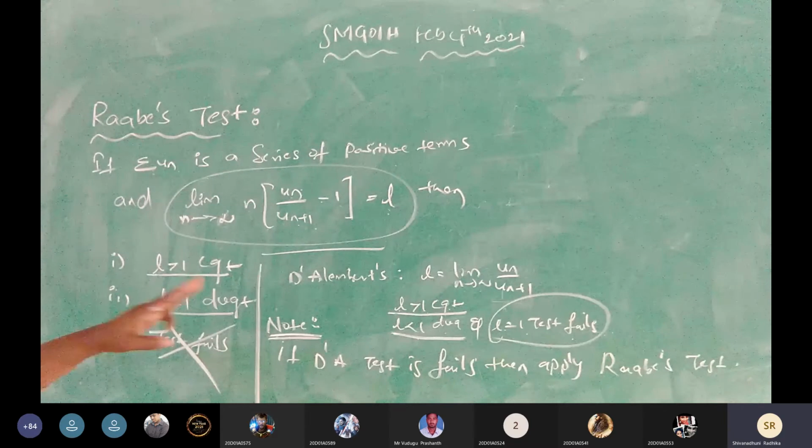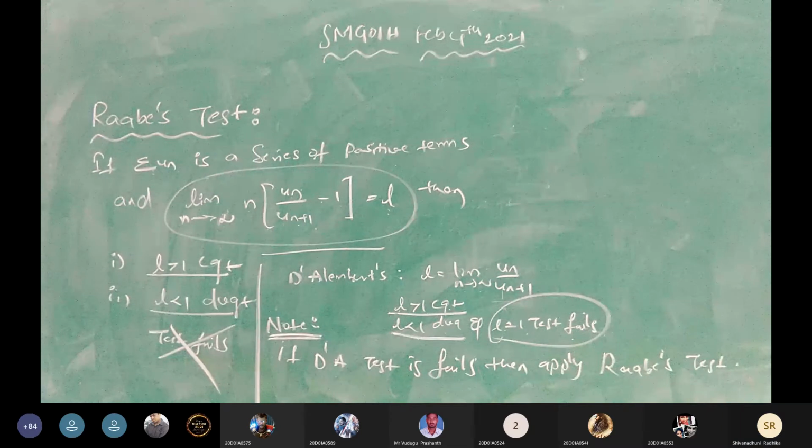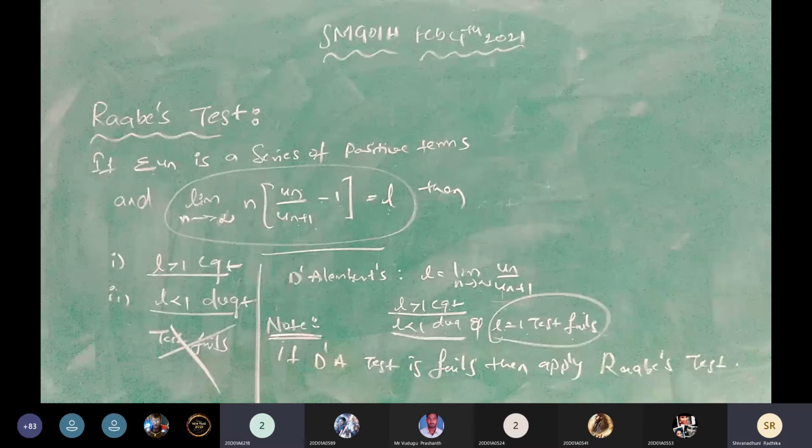Now D'Alembert test also fails. Now we can go for Rabe's test. If the D'Alembert test fails, then you go for Rabe's test. It is clear?